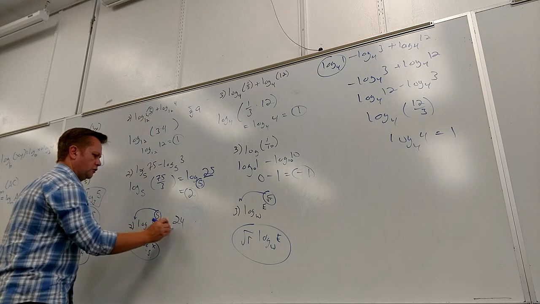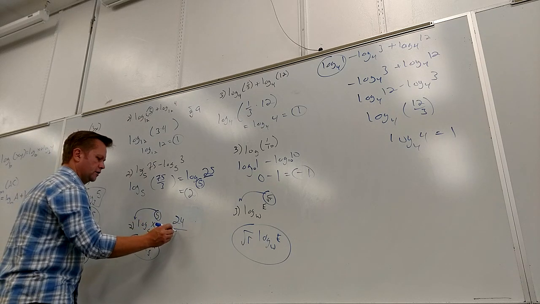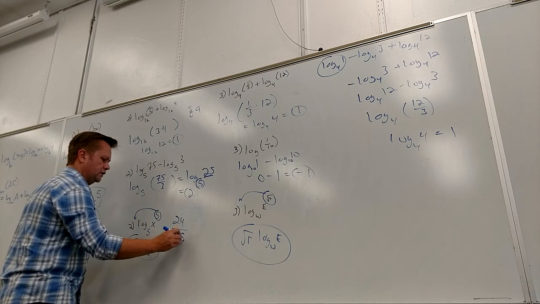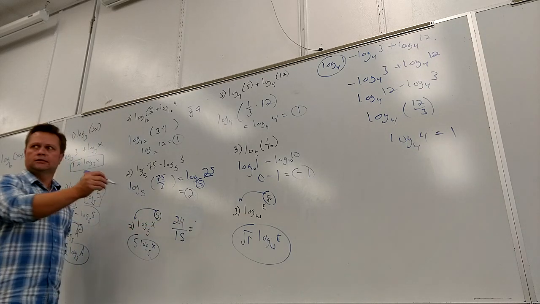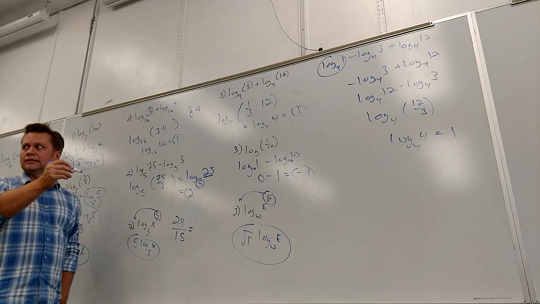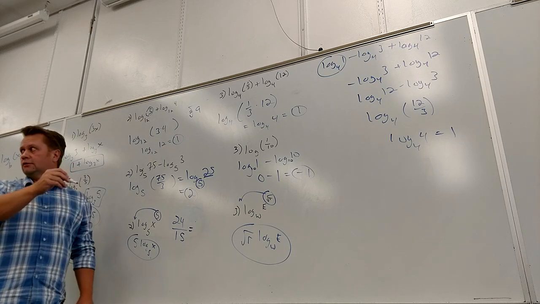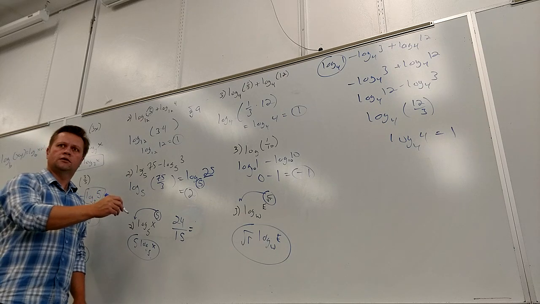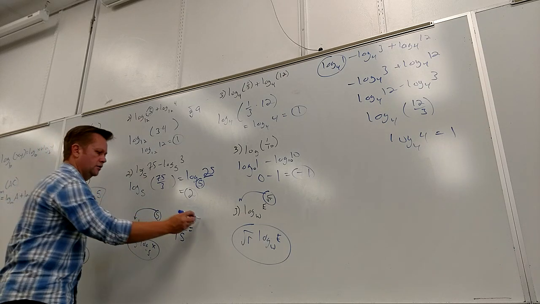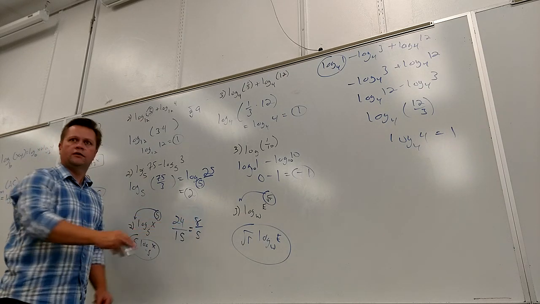reduce 24 over, what do you got, Jeff? 15. How do you reduce 24 over 15? Oh, you can do like 8 over... Yeah. Divide both by 3. So you get 8 over 5.